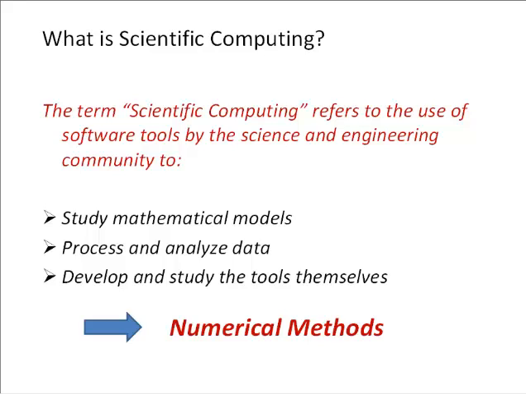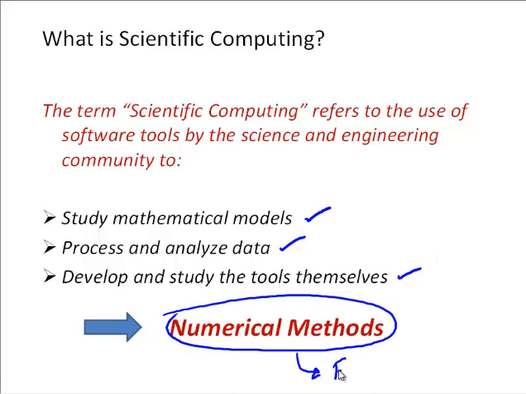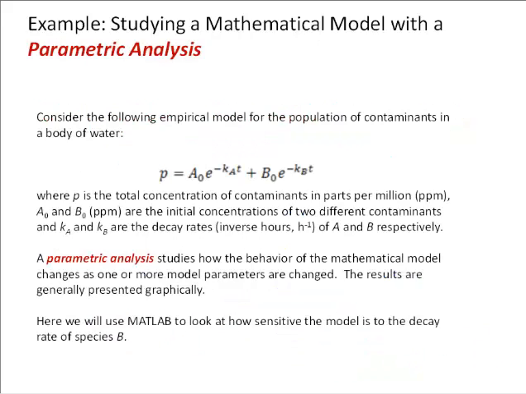So what is scientific computing? The term scientific computing refers in general to the use of software tools by the science and engineering community to study mathematical models, process and analyze data, and develop and study the tools themselves. And many of the tools have underlying them numerical methods, which are our main focus of Engineering 240. So let's look at an example problem to get a better feel for what we mean by scientific computing.